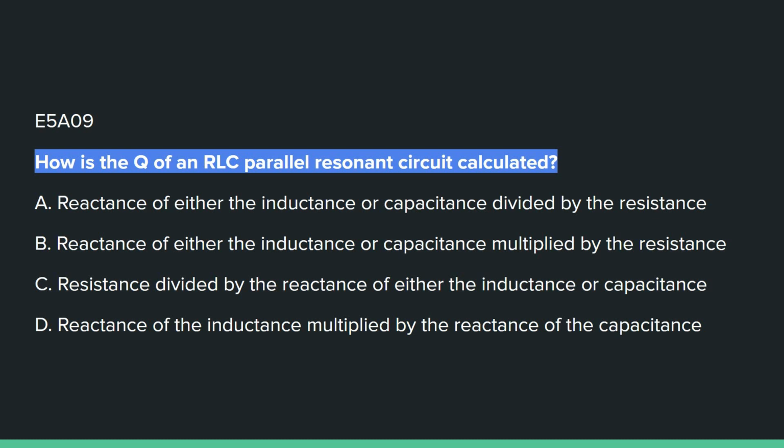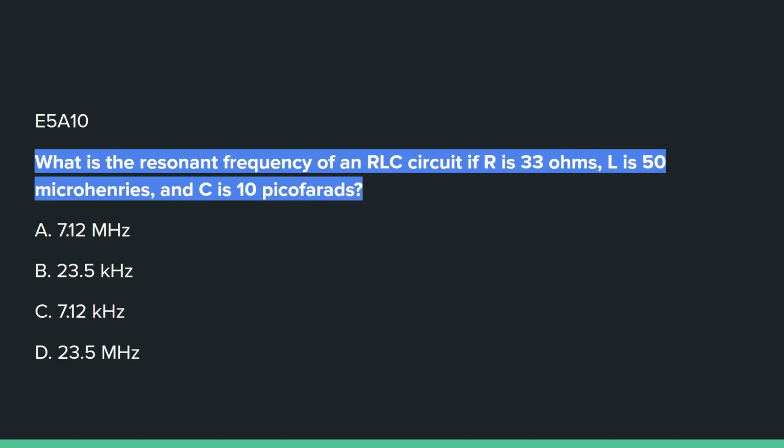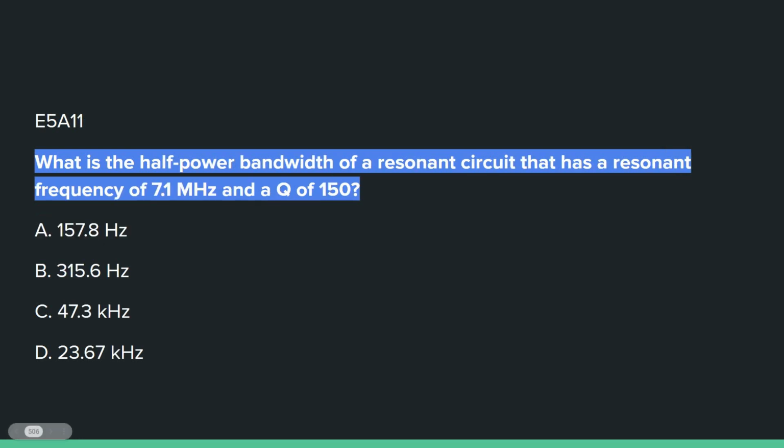E5A09, how is the Q of an RLC parallel resonant circuit calculated? Resistance is divided by the reactance of either the inductance or capacitance. E5A10, what is the resonant frequency of an RLC circuit if R is 33 ohms, L is 50 microhenries, and C is 10 picofarad? Answer is A, 7.12 megahertz.